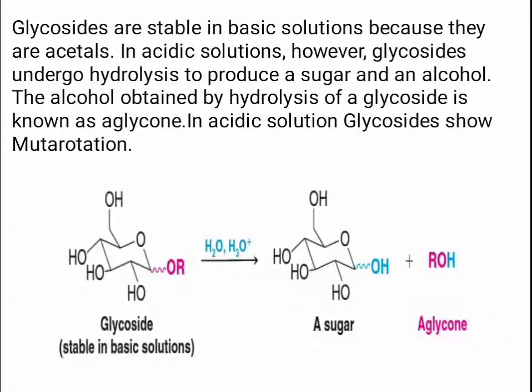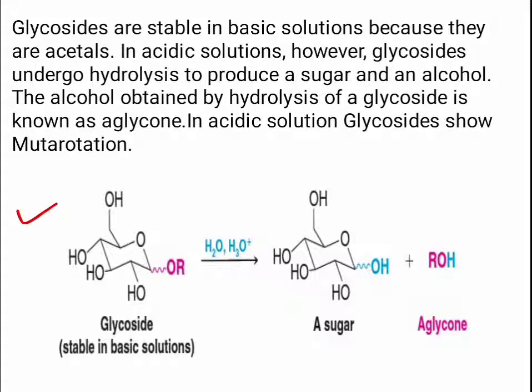Glycosides are stable in basic solutions because they are acetals. In acidic solutions, however, glycosides undergo hydrolysis to produce a sugar and an alcohol. The alcohol obtained by hydrolysis of a glycoside is known as aglycon. In acidic solution, glycosides show mutarotation.